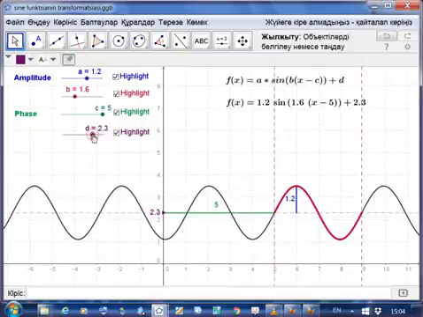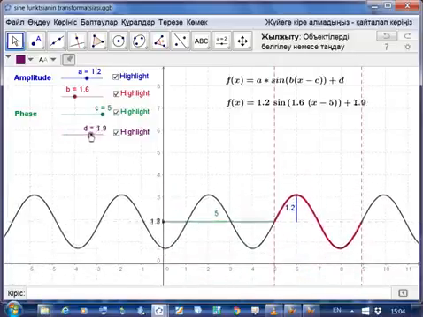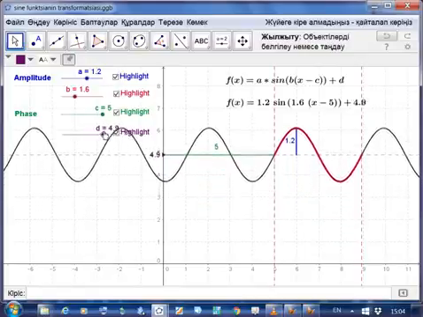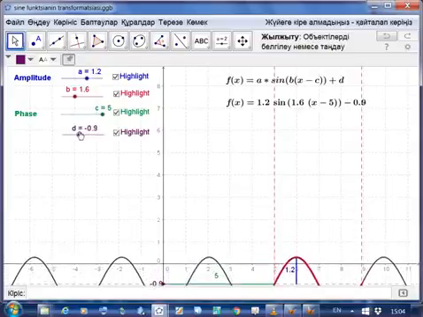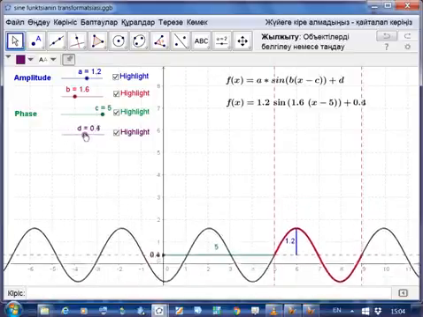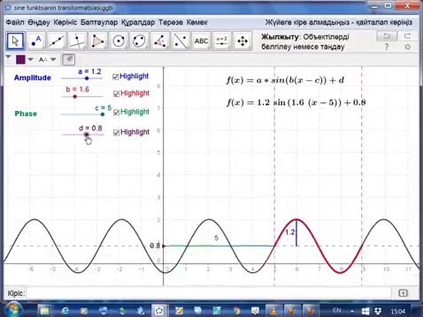As we move this, as you see here, when d is bigger than 0, the graph is shifted upward. And when we subtract, when d is less than 0, the graph is shifted below the x-axis.